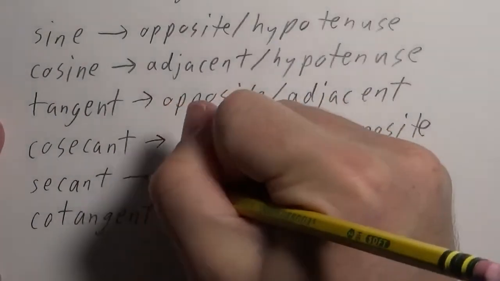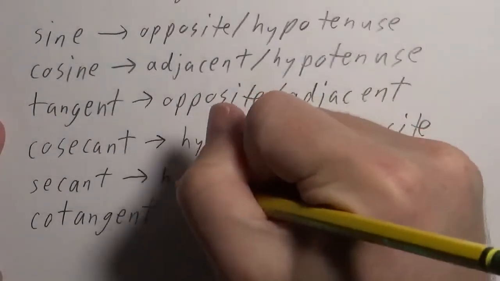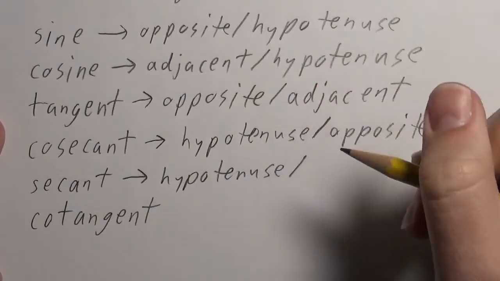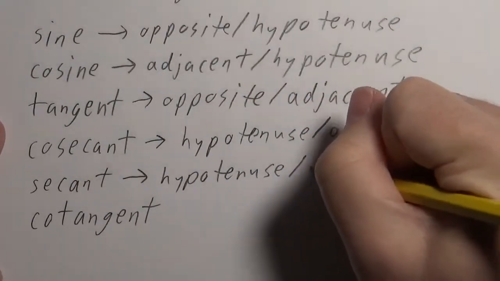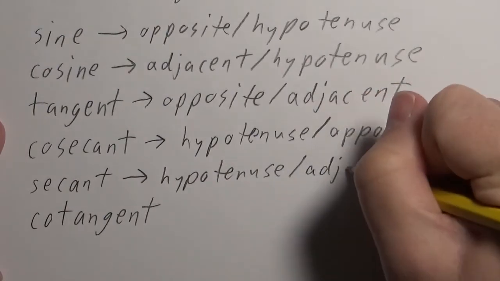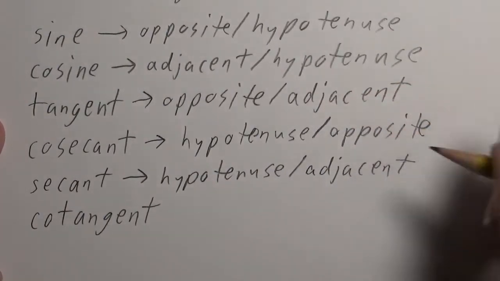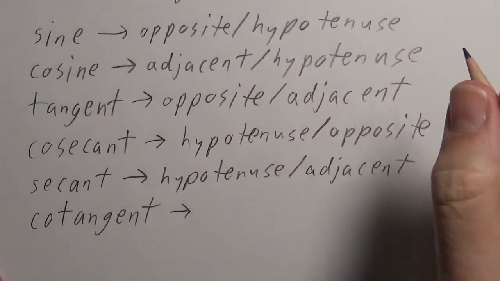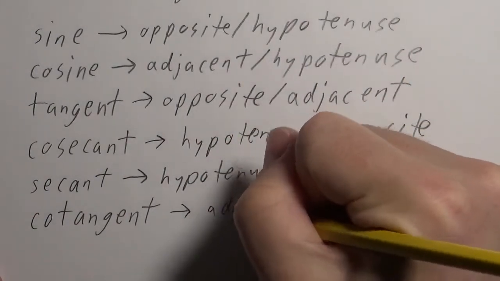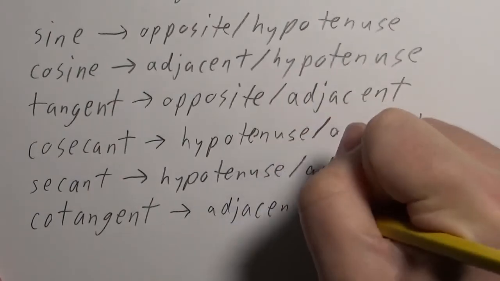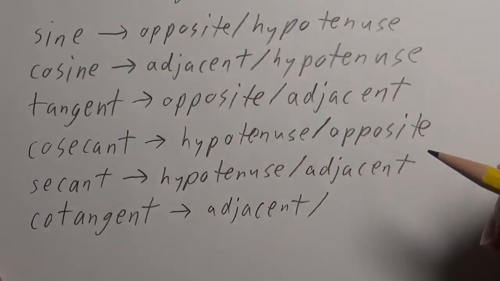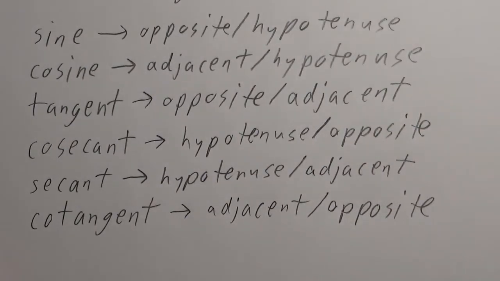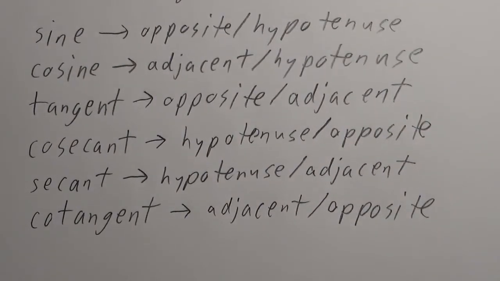Secant is the hypotenuse divided by the adjacent. And finally, cotangent is the adjacent divided by the opposite. And those are the 6.